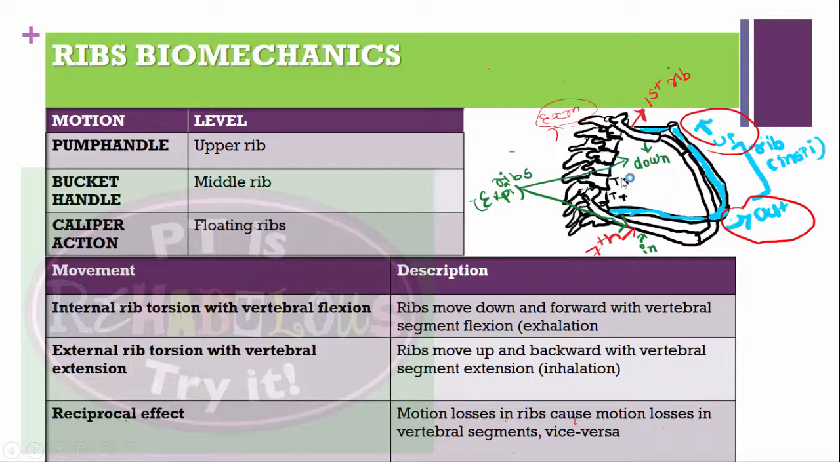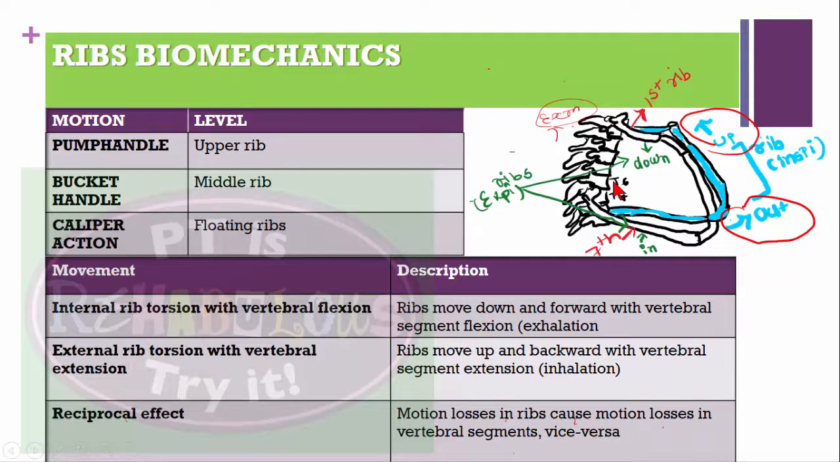If we are going for extension of your vertebra, then external rib torsion will occur, and here you can notice that the ribs are moving up and outward with vertebral extension. So at that time inspiration will occur.